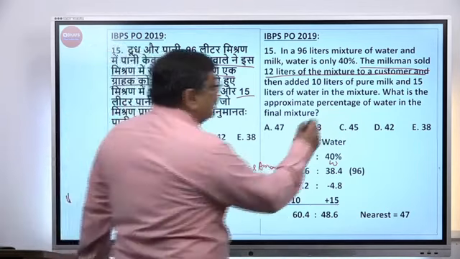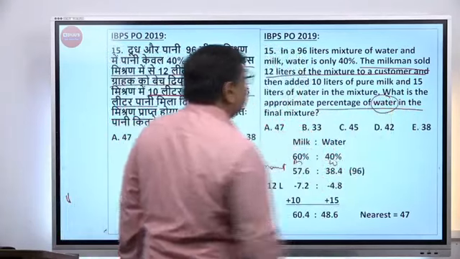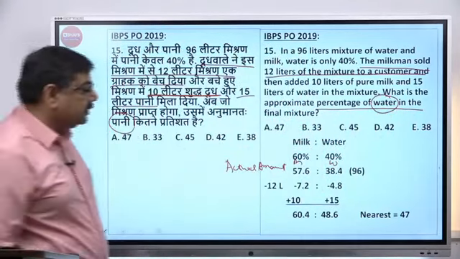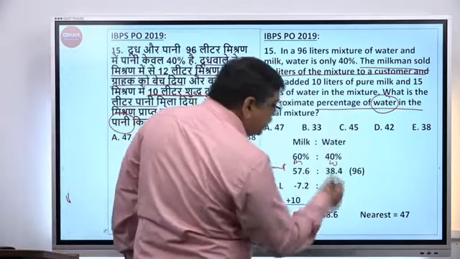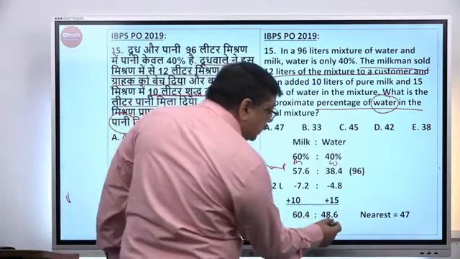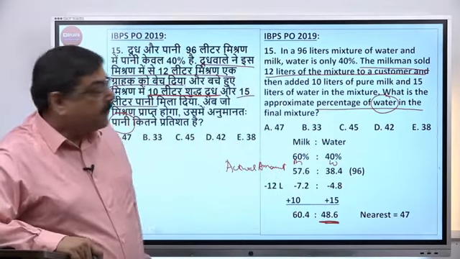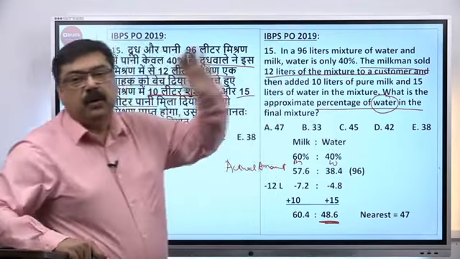But what we require is approximate percentage of water. So what is required here? The percentage of water. Now how much is it? So from 38.4, take out 4.8 and add 15, what do we get? 48.6. Now go to the options. Now you go to the choices.